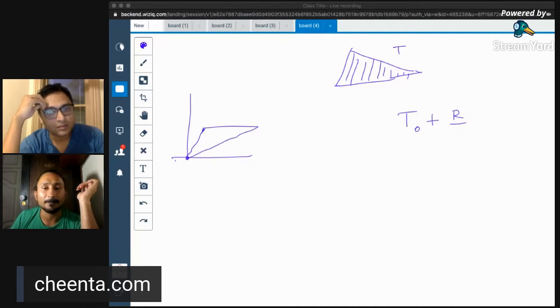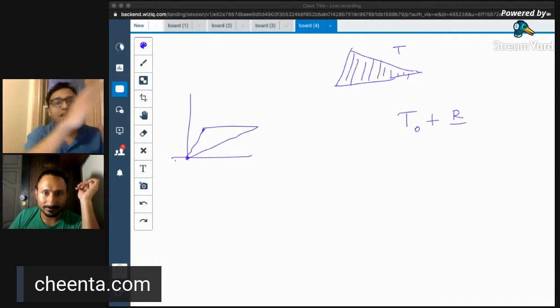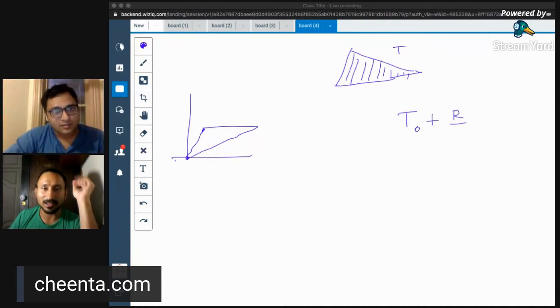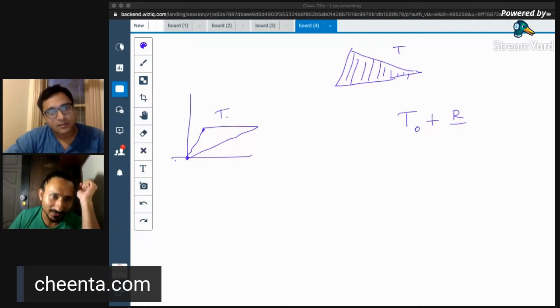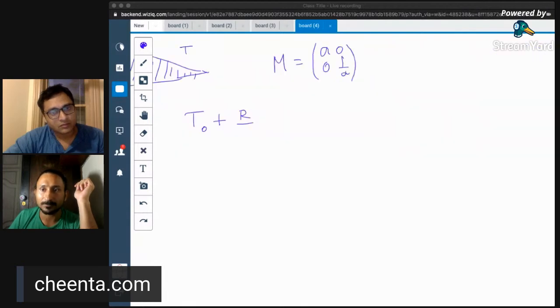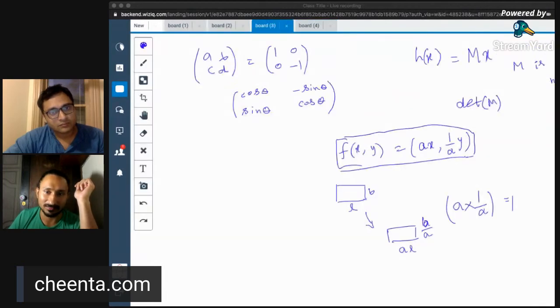So you just translate by R. This is T naught, and translating by R, I get to T. And if you apply the affine transformation on this, for convenience, let's take m equal to a 0 0 1 by a, which is just this written in a more convenient form.